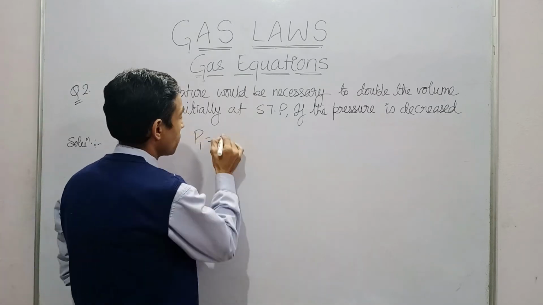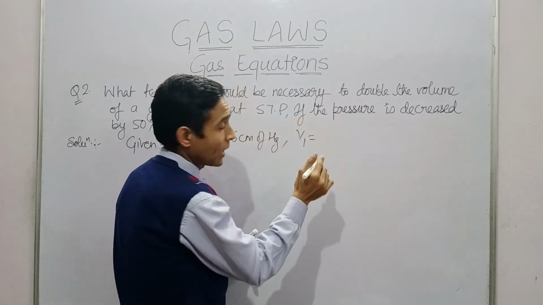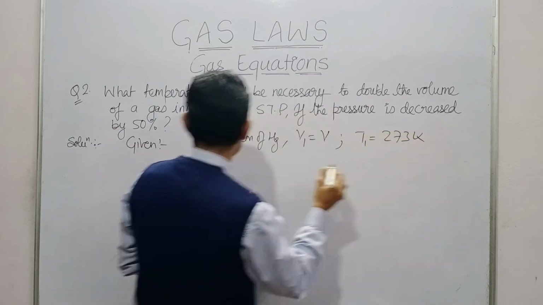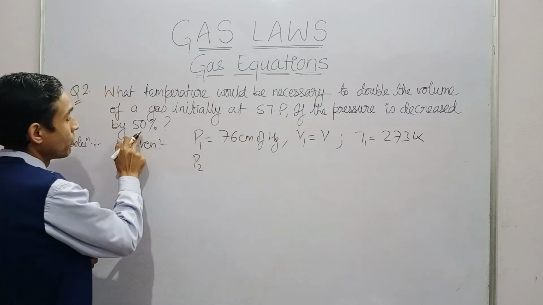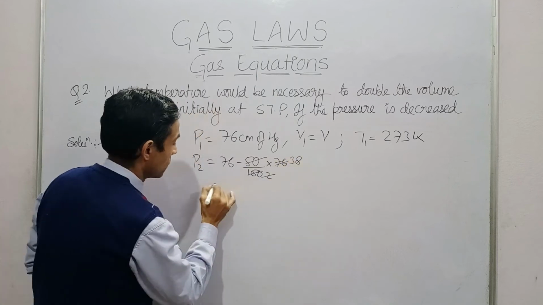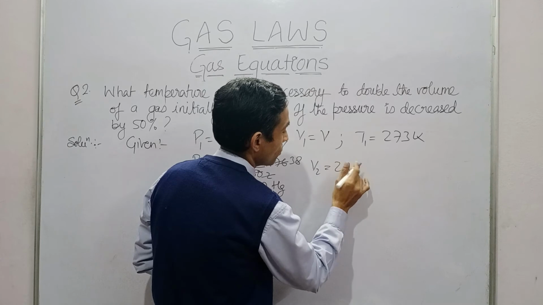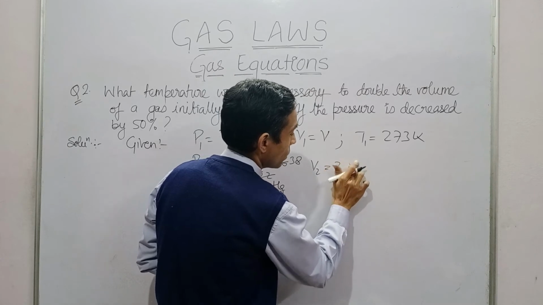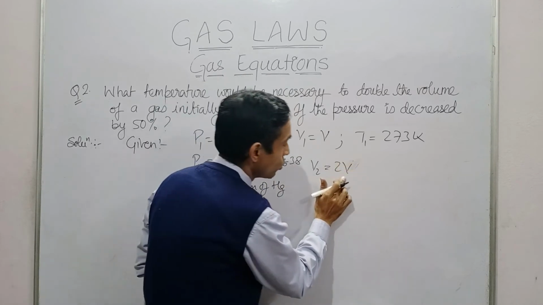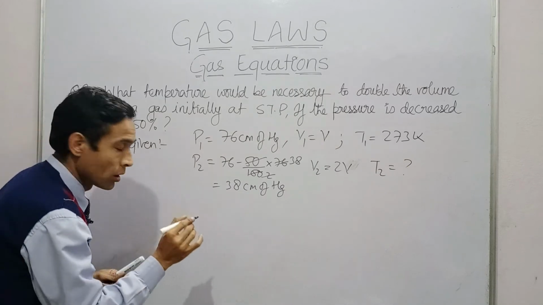Initial pressure at STP. Initial volume is not given, so we will take it as V. Initial temperature at STP. Final pressure is decreased by 50%. Final volume, double the volume of the initial value. So initial value is V, so final value is 2V. Final temperature we have to find out. So let's apply the gas equation.